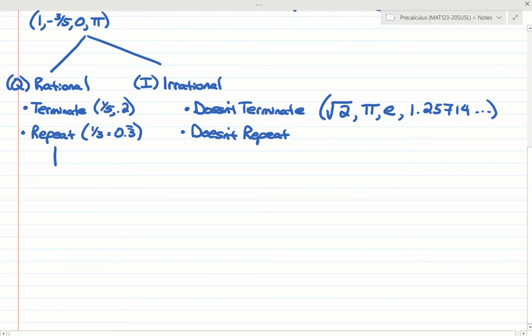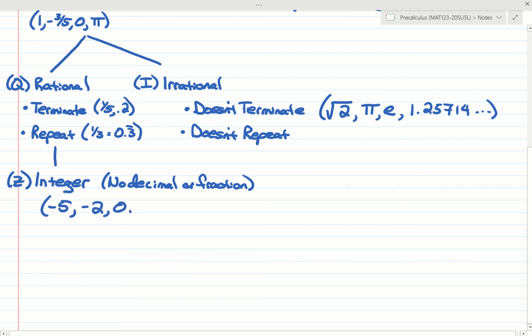Now, further getting more specific, we have what are called integers. Integer we use a Z for because I is already taken, right? So we're running out of letters. What an integer is, it's a number with no decimal or a fraction. So an integer, for example, could be like -5, or -2, or 0, or 13, or 7100. Those are all examples of integers.